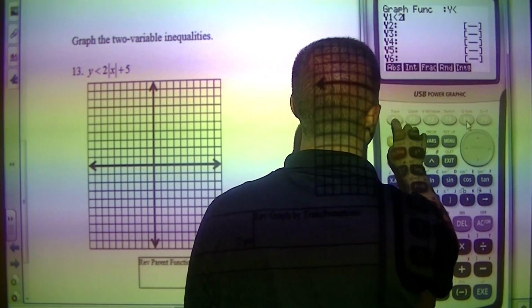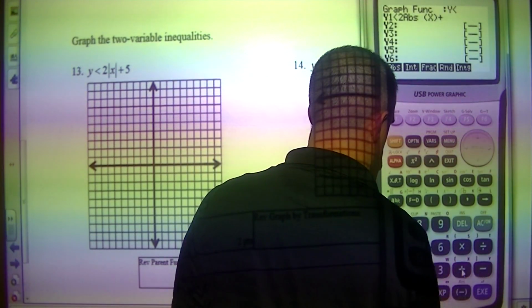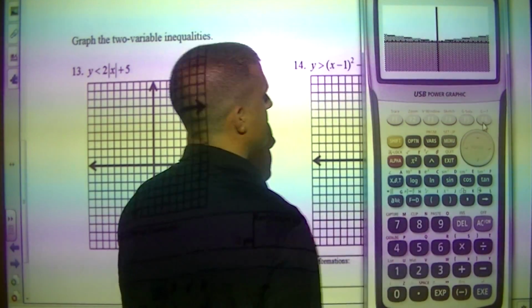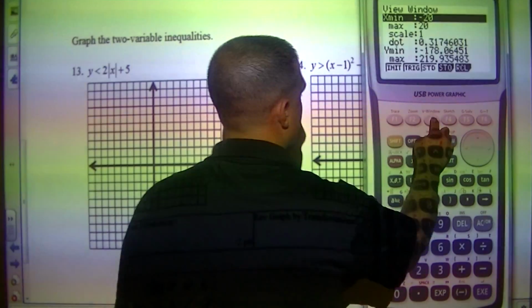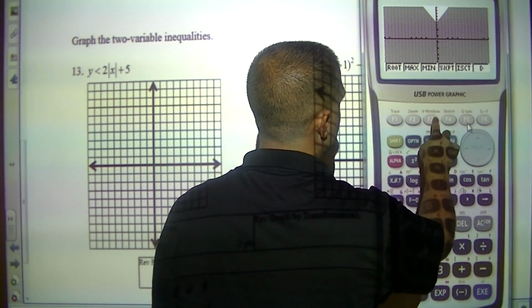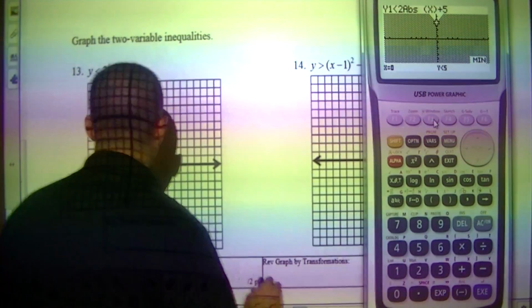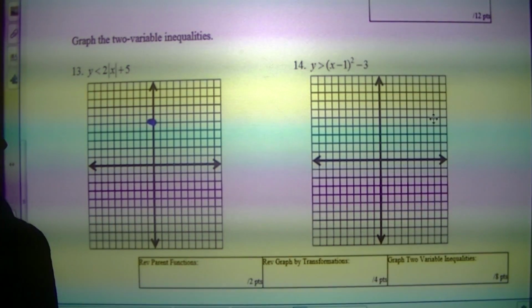Num, ABS, x, plus 5. I draw it, and as you can see, it's shaded below. Now, if you want, F3, exit draw. You can see that. G solve minimum. It can tell you 0, 5. So 0 over, 1, 2, 3, 4, 5 up.